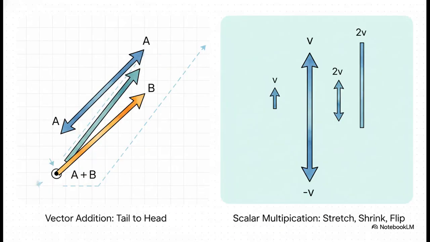Now, what's really cool is how this math looks visually. For addition, on the left, it's kind of like following a path. You travel along the first vector's arrow, and then from the very tip of that arrow, you travel along the second one. The result? It's just a straight line from your starting point to your final endpoint. And on the right, scalar multiplication is even easier to see. It just stretches the vector, shrinks it, or if the number's negative, it completely flips it around.